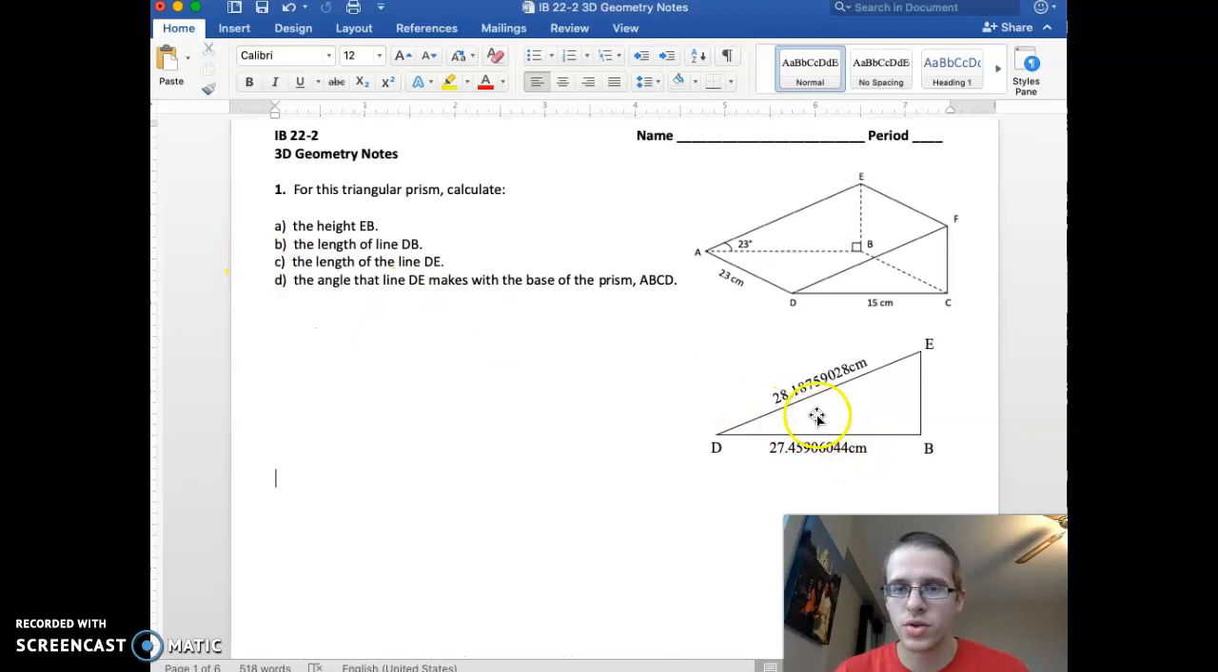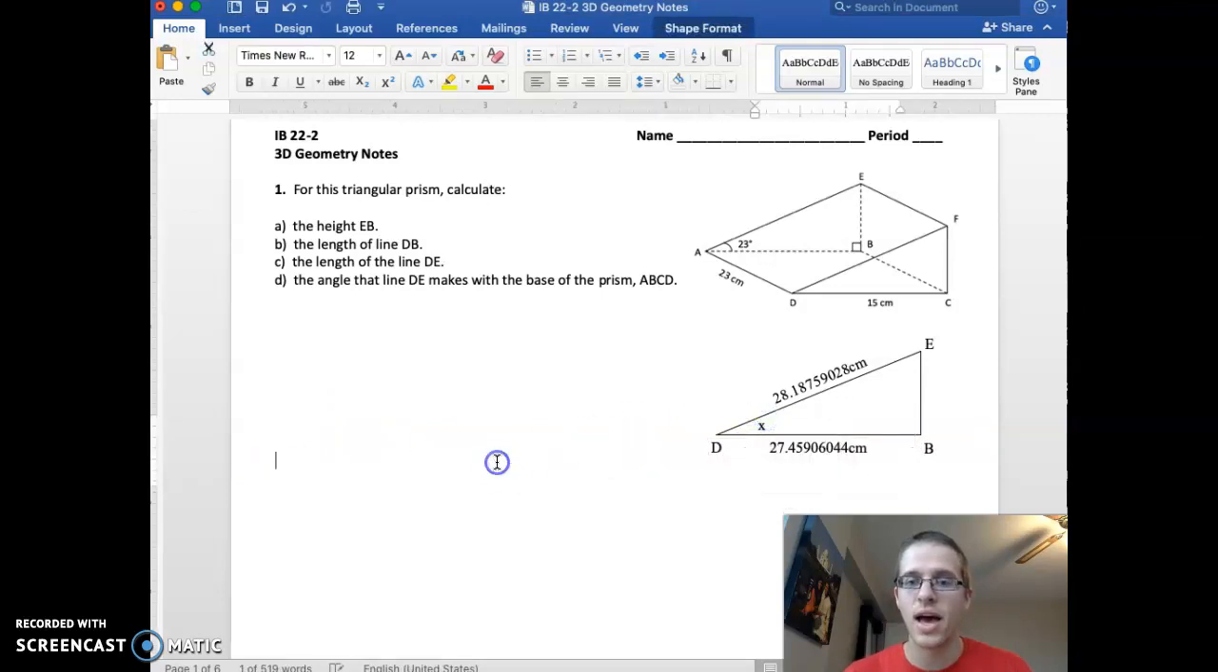Alright, so I drew this triangle. We need to know the angle D, or the line DE, what angle it makes with the base. So the base, remember that original line that we drew in part B, line DB, that is on the base. So we have DE, we just solved for. I'm using the full answer, so it's important that we write that down and have it. And I'm using DB, which is the length on the base from D over to B. And I want to know the angle that that line makes with the base. So what it's asking me for is the measurement of that angle X.